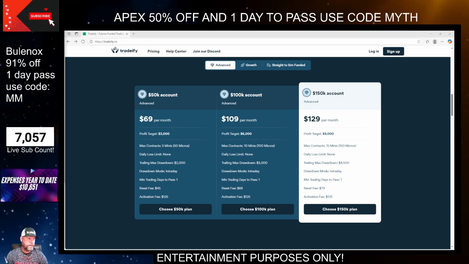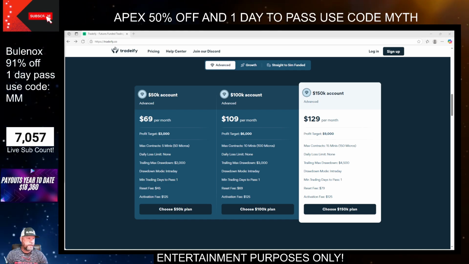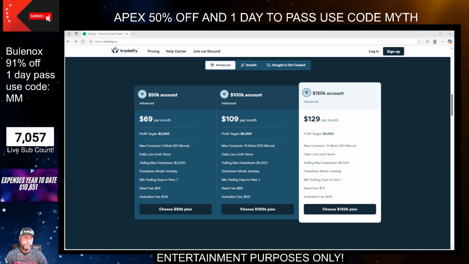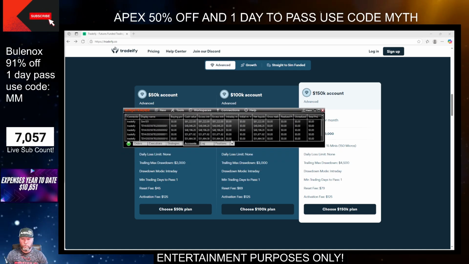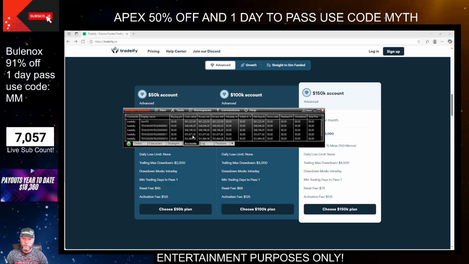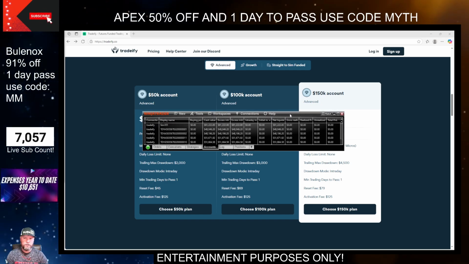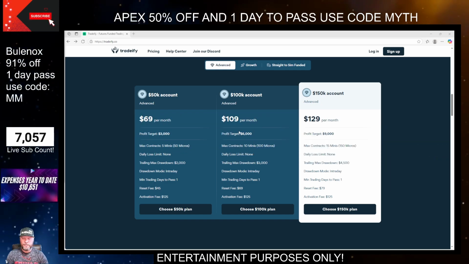Full transparency, I have not taken a payout with Tradeify. However, I've had a couple of funded accounts and I blew them. And we are working on a couple more now. You can see we're over halfway on two of the accounts here. So nothing crazy. I just wanted to go over a basic overview of how they work.